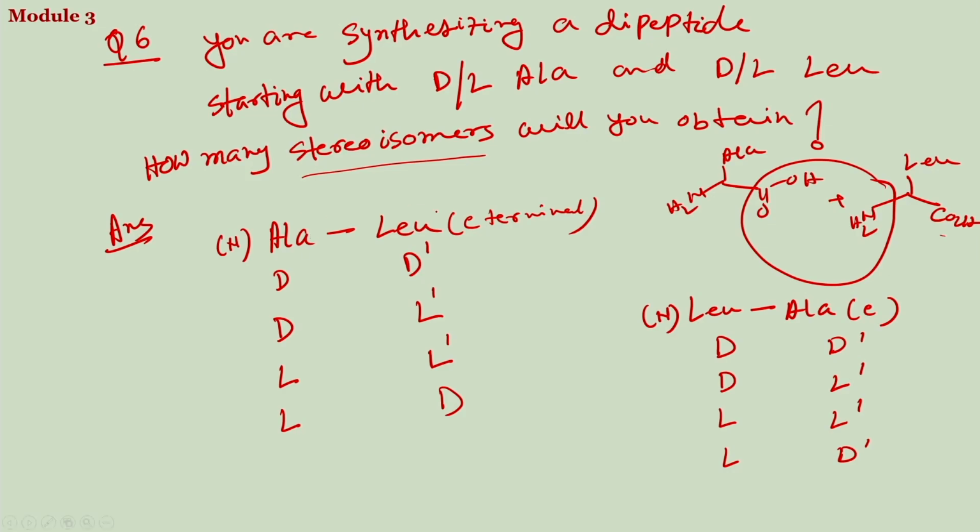So, if you remember your basic organic chemistry, if you have two optically active centers, the total number of stereoisomers that is possible is 2 to the power 2, 4. So 4 for each, 4 for here, 4 for there. So total 8 stereoisomers will be possible for this dipeptide.